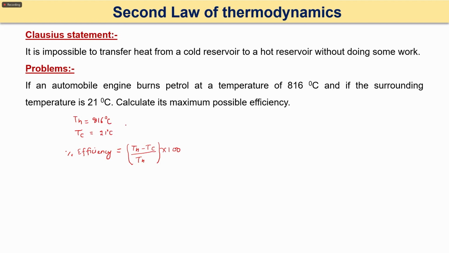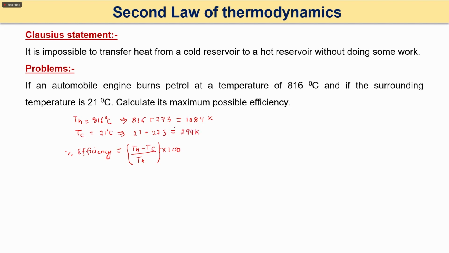So let us first convert them into Kelvin. Okay, so if we want to convert them into Kelvin, what will we do? We will just add 273 to them. So what will it become? 1073 Kelvin. Okay. Next, if we add 273 to this 21, what will it become? 294 Kelvin.